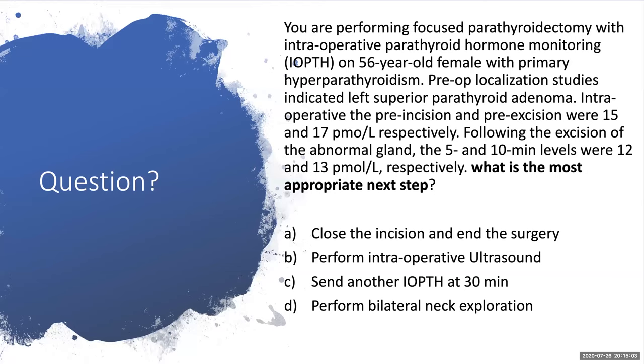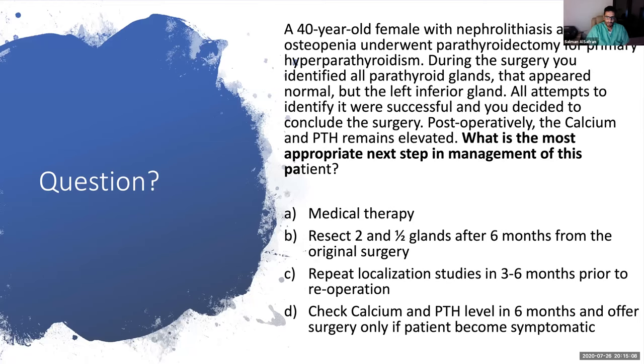And to the next question. A 40 years old female with nephrolithiasis and osteopenia underwent parathyroidectomy for primary hyperparathyroidism. During the surgery, you identify all parathyroid glands that appeared normal, but the left inferior gland was missing. All attempts to identify it were unsuccessful, and you decided to conclude the surgery. Postoperatively, the calcium and the PTH remain elevated. What is the most appropriate next step in the management of this patient?